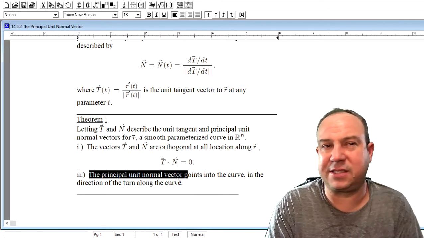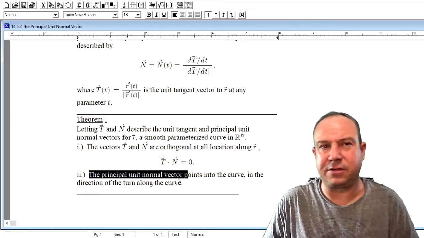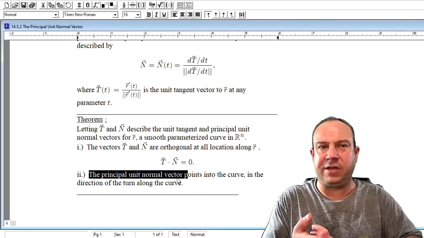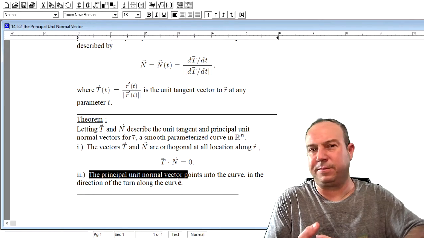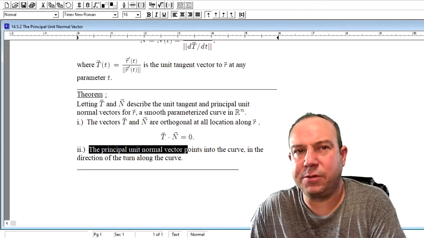So that's where it gets that name principal from. Principal unit normal vectors. Normal in behavior, 1 unit in length, pointing into the curve. All right? That's how we interpret those values.